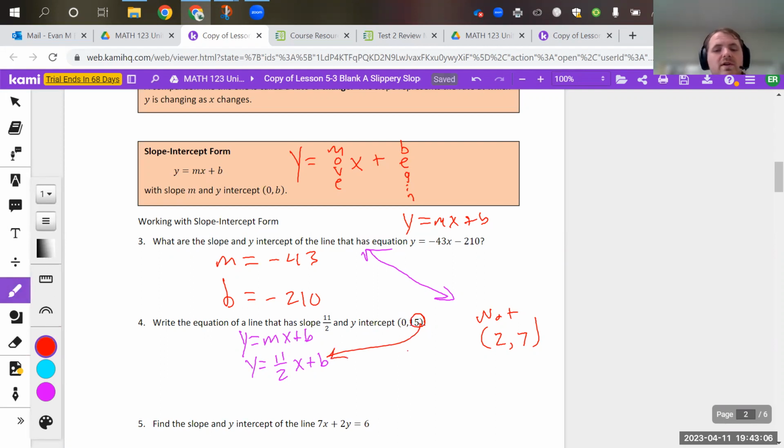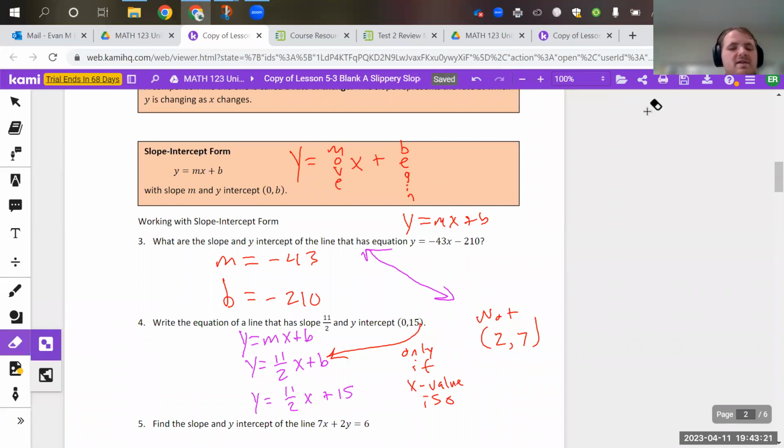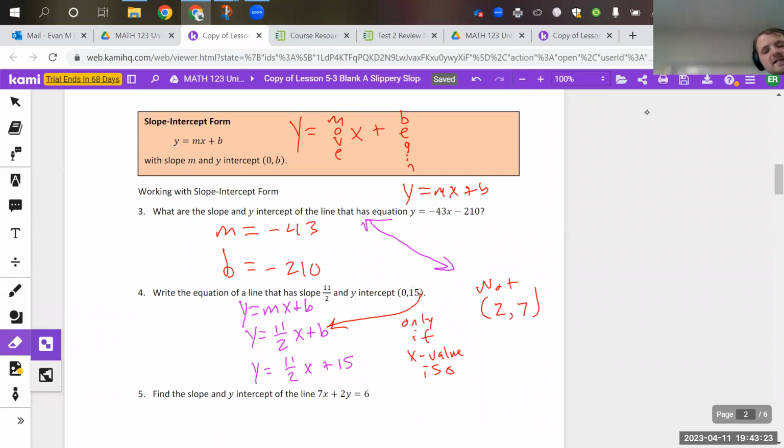So again, that only works if the x value is 0. So the final answer would be 11 over 2x plus 15. Okay, if that was a negative 15, if that was like 0, negative 15, it would be 11 over 2x minus 15.